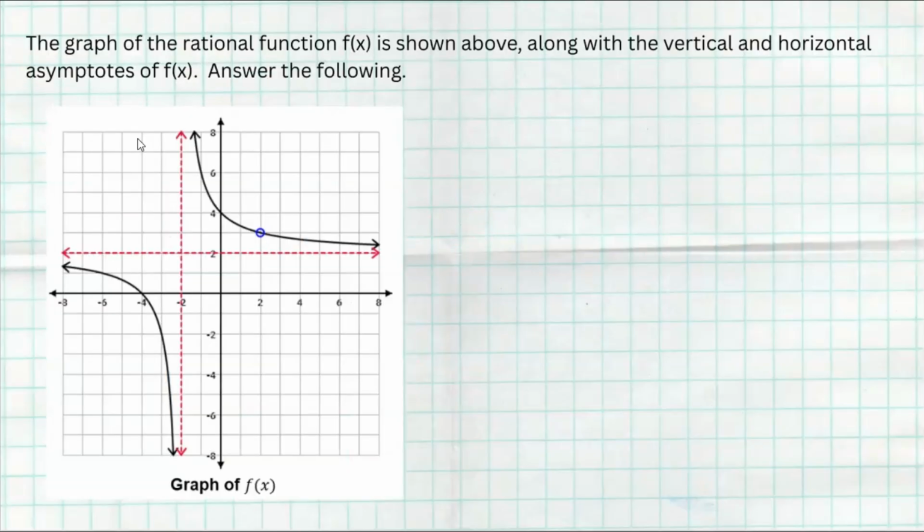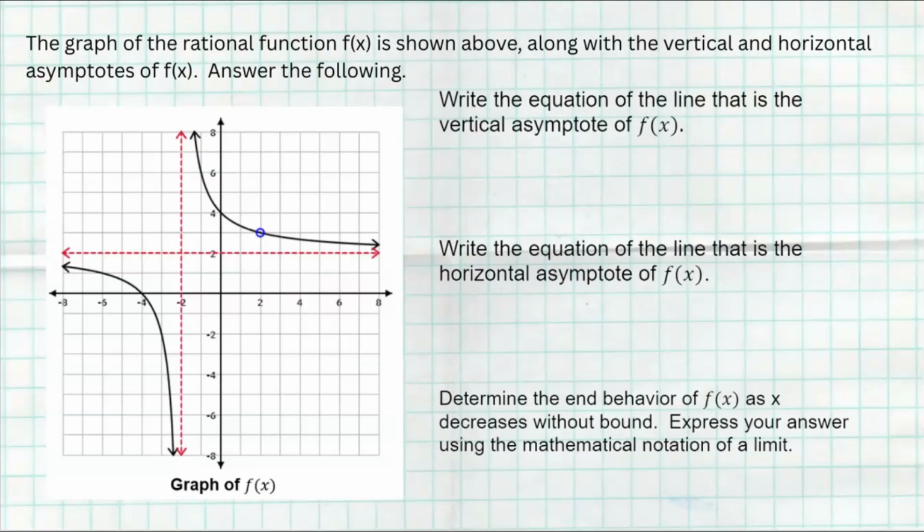In this fourth response question, we are shown the graph of a rational function f of x, along with vertical and horizontal asymptotes shown as well with those red dotted lines. We also see a hole in there as well. Now we're asked several questions about this graph and this function, so let's start taking a look.